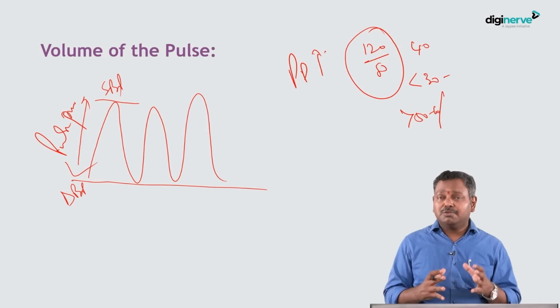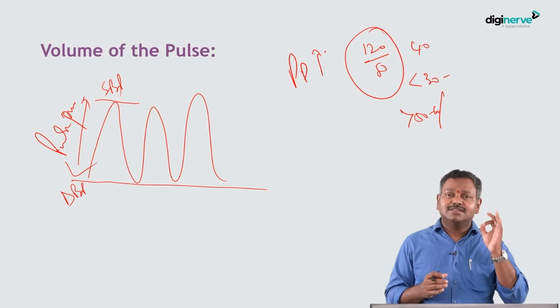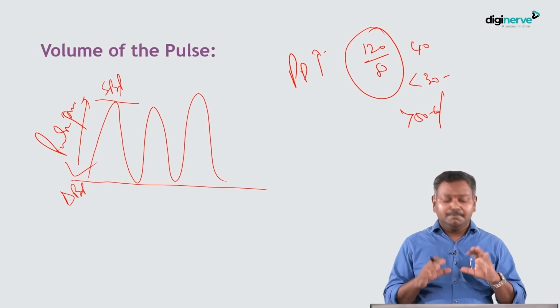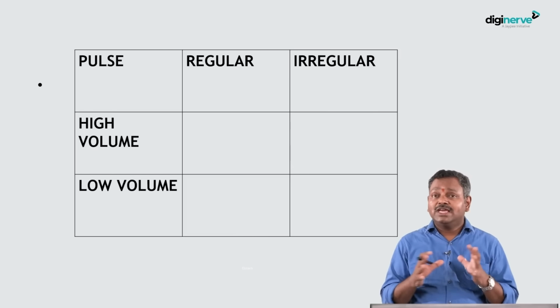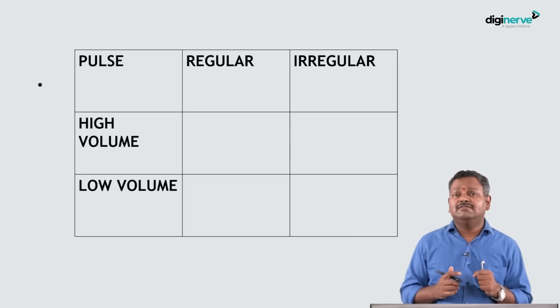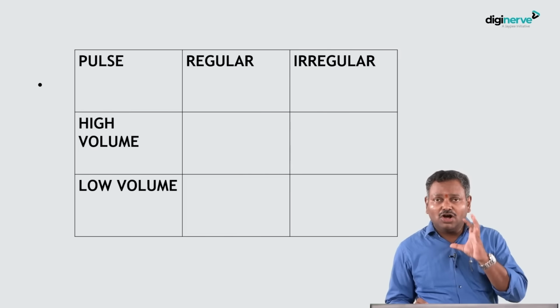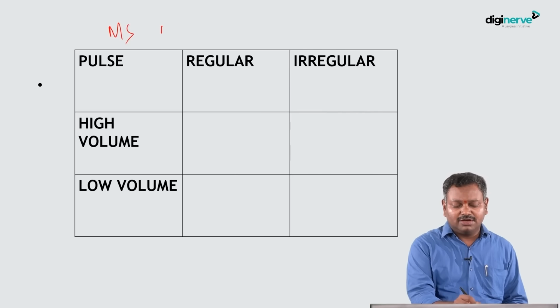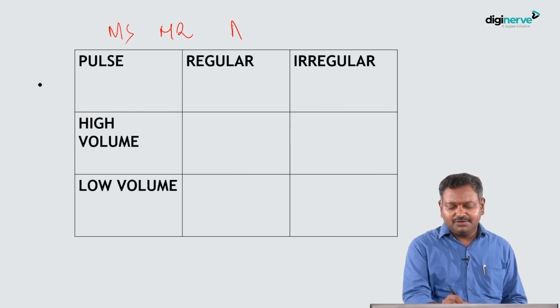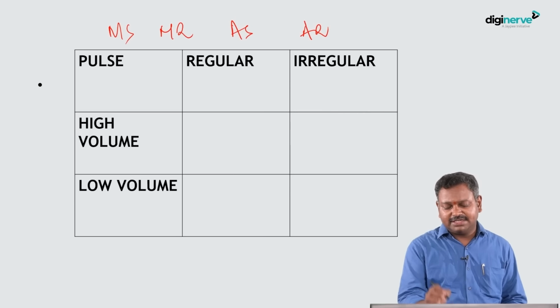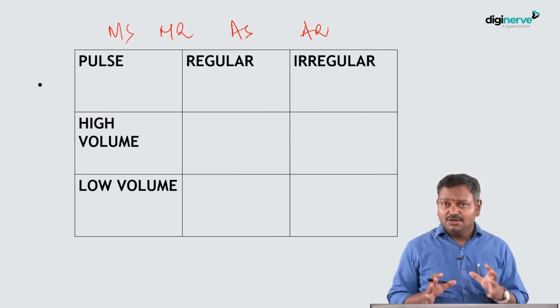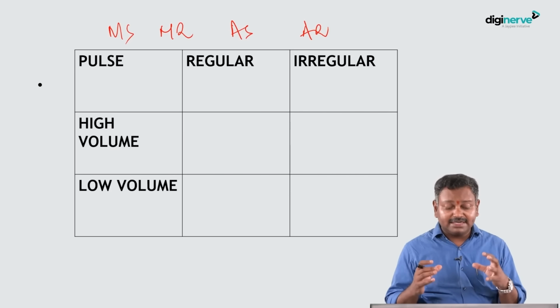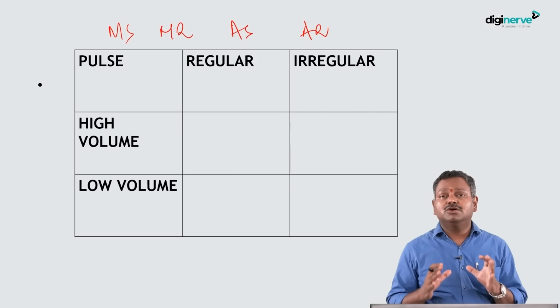So it is very important that we give importance to the pulse rate, rhythm and volume. Based on the rhythm and volume, we can narrow down the valvular heart diseases that we have. The common valvular heart diseases are mitral stenosis, mitral regurgitation, aortic stenosis and aortic regurgitation. Sometimes, and most often, you might get combined disease, but I am talking about isolated valvular heart disease.